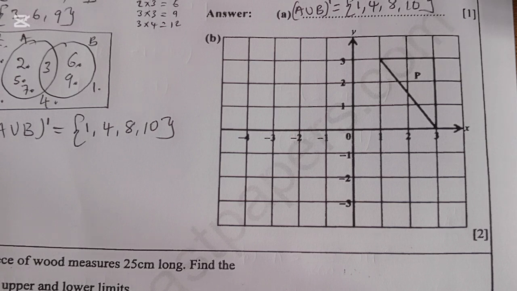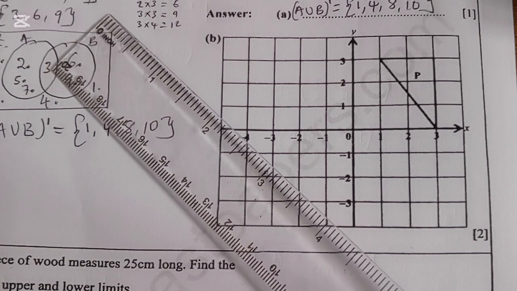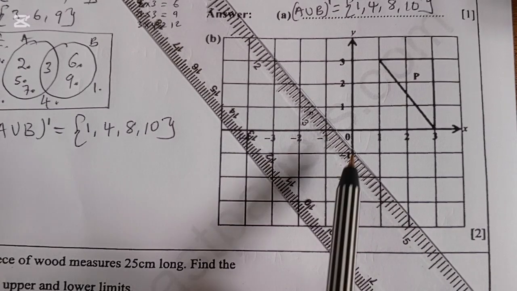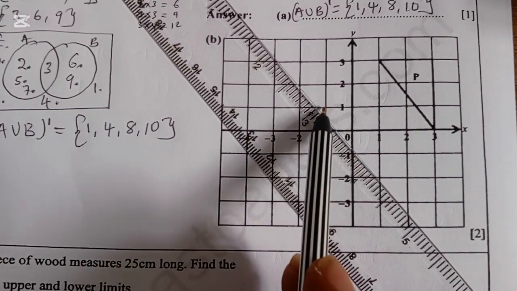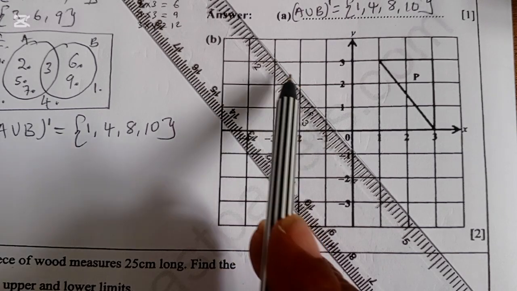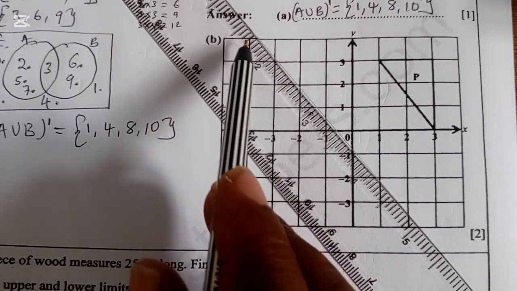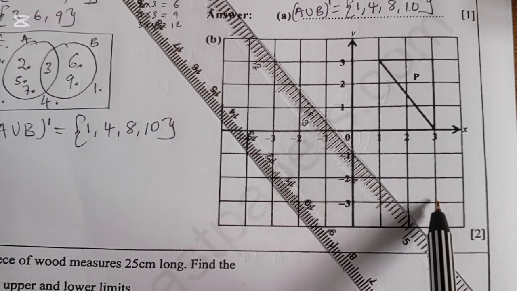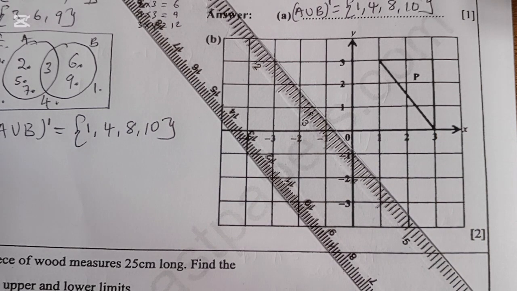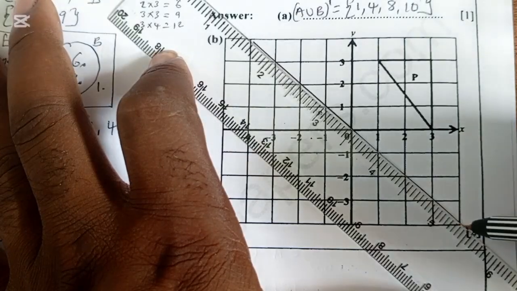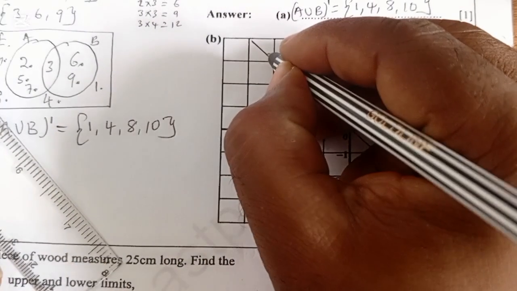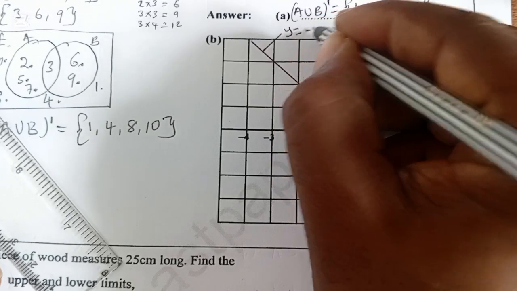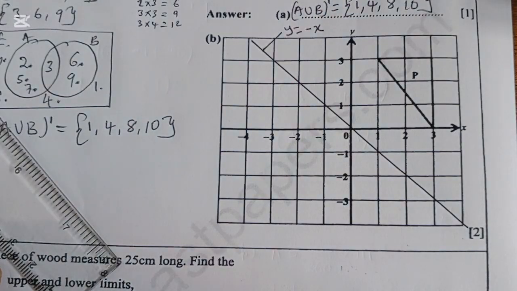So this is where y equals negative x passes. This line passes through (0, 0), (-1, 1), (-2, 2), (-3, 3), (-4, 4), and also (1, -1), (2, -2), (3, -3), (4, -4). So this is y equals negative x.